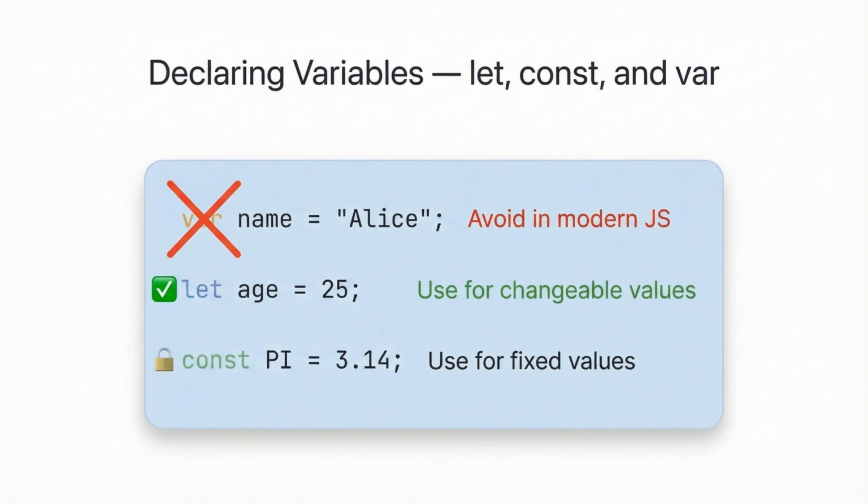The practical rule is this: default to using const whenever you know the value won't change. Use let when you know the value will need to be updated. And avoid var in modern code. It has scoping quirks that can cause hard-to-find bugs. This is a convention followed by professional JavaScript developers today.